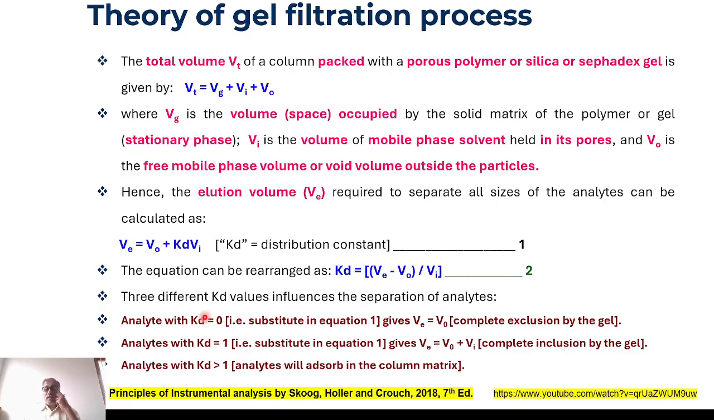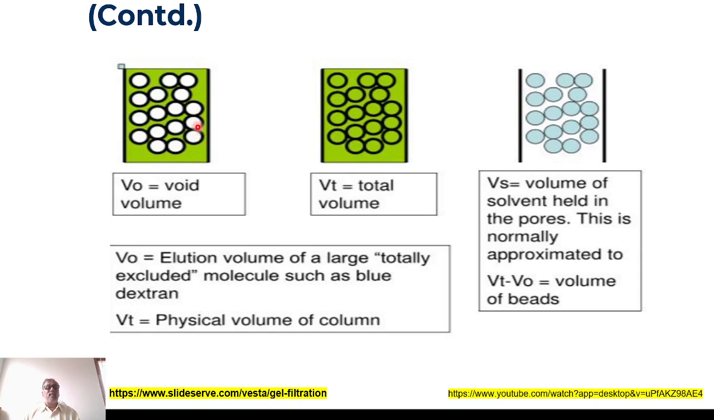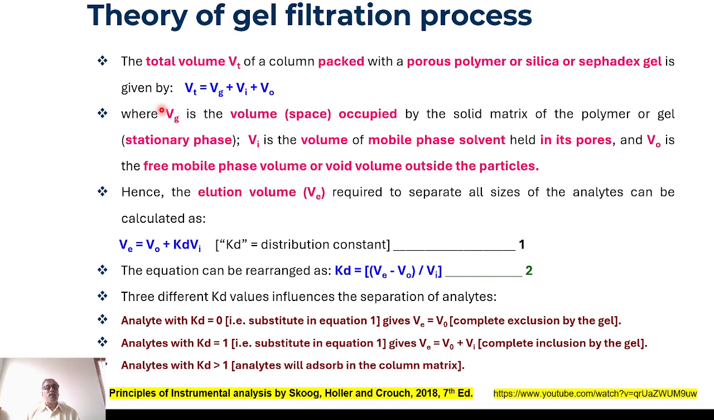Now I will slightly discuss the theory. Here you can see the total volume of the column. This is the entire column, and this is the total volume of the column, which is termed VT. This total volume is contributed by three things: one is VG, another is Vi, and another one is VO.